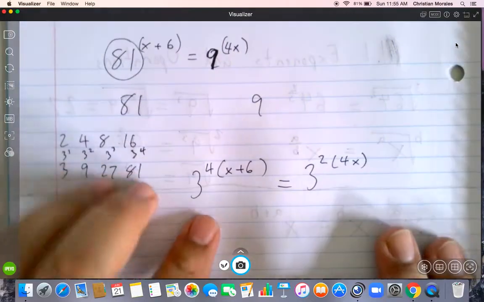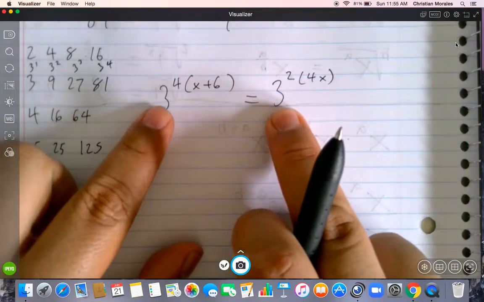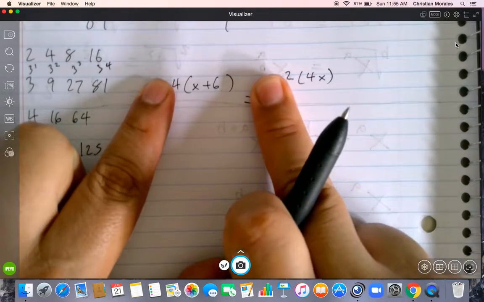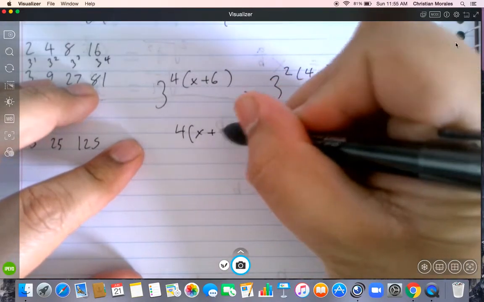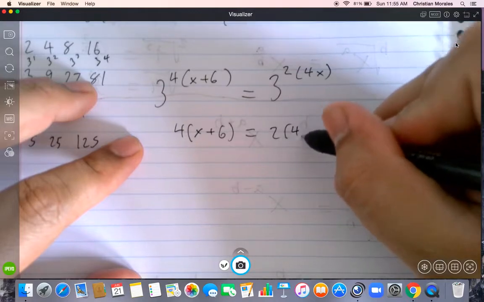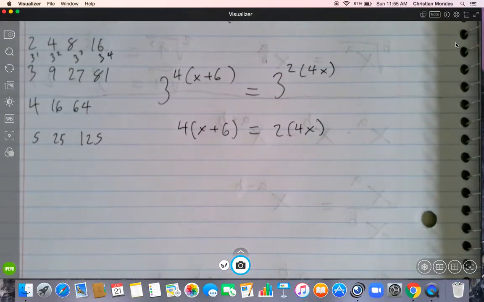Okay, now what's the point of this? Well, if you're trying to solve this problem, now you know that the 3's are the same. You can kind of ignore them. You can ignore the 3's, and you can just focus on your exponents. And now it stops being an exponent problem. It just becomes a regular equation.